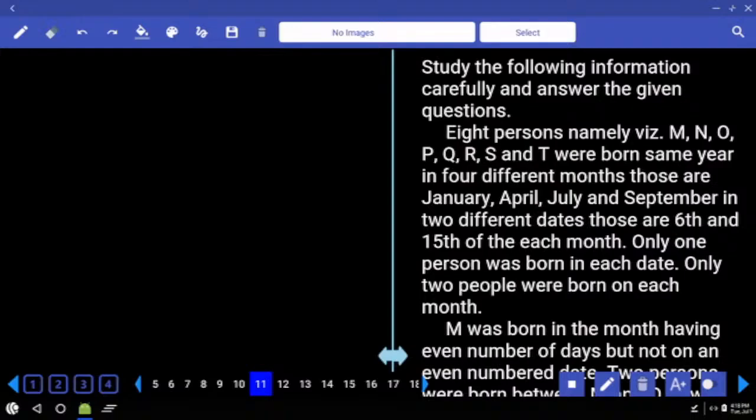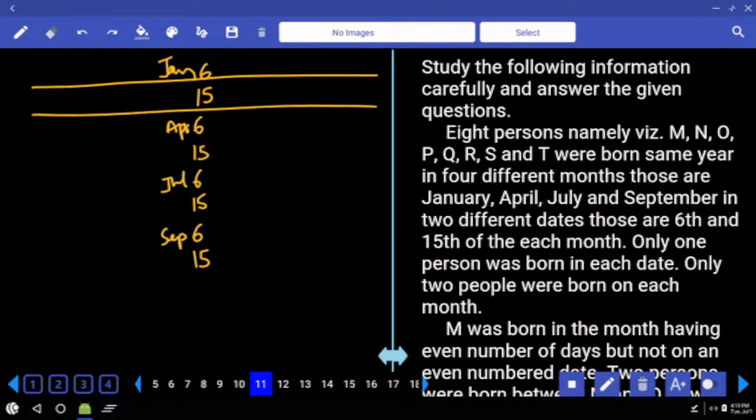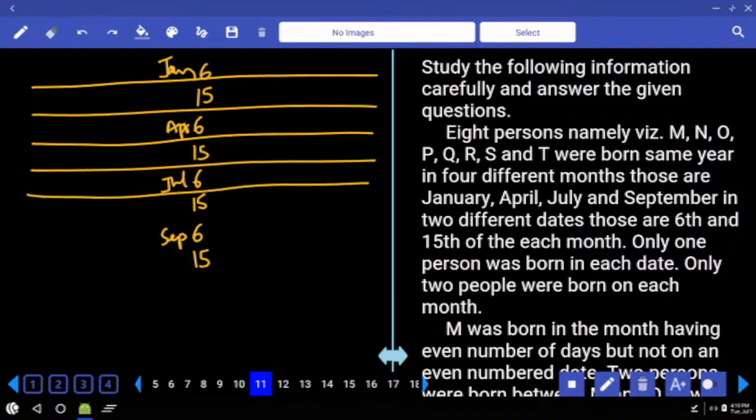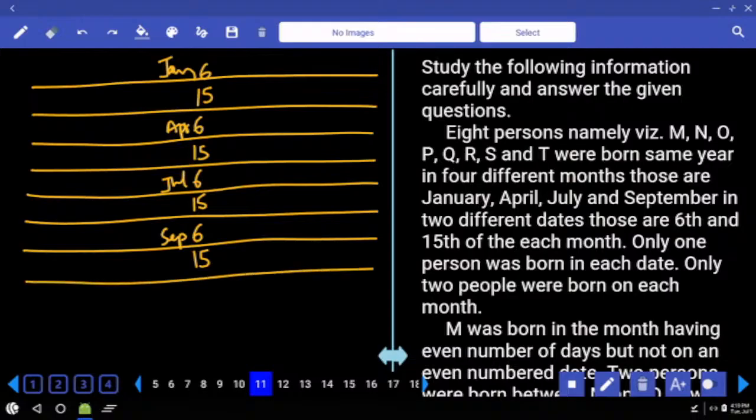Now what are the dates given? January, what are the dates in January? 6th and 15th. Now Jan 6, Jan 15. And next one, April, July and September. April 6, April 15. And next one July 6, July 15. And next one September 6 and September 15. Now these are the 8 dates we have: Jan 6, 15, April 6th and 15th, July 6th and 15th, and finally September 6th and 15th.